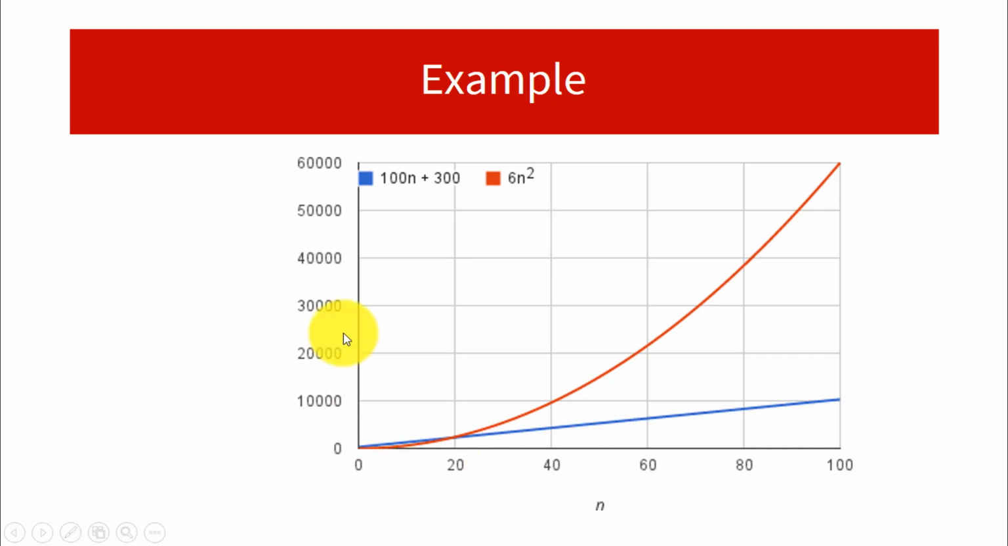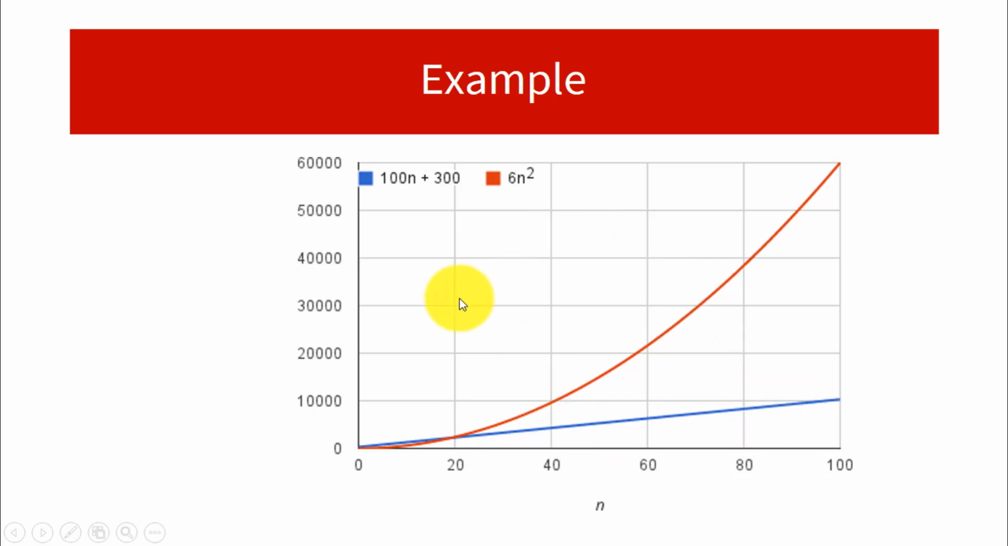the input, and the y-axis is the running time in terms of the steps, right? So as you can see, at 20, when the size of the input is 20, the red curve, which represents the 6n squared term, is contributing more to the growth of the overall function. And the 100n plus 300, as we increase the size of the input, is almost kind of linear, right? I mean, it doesn't grow much.